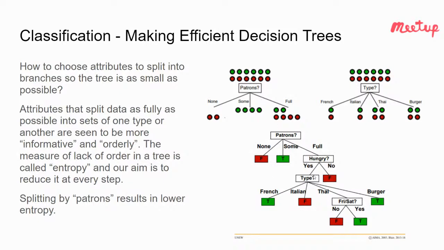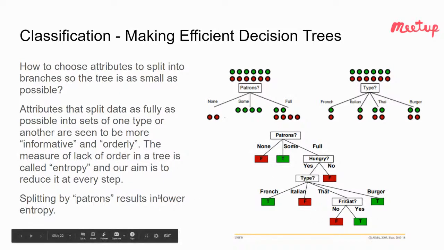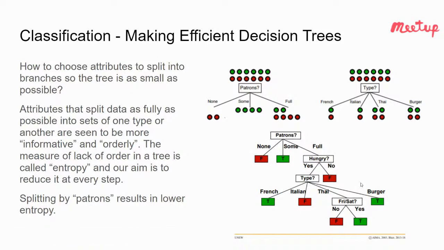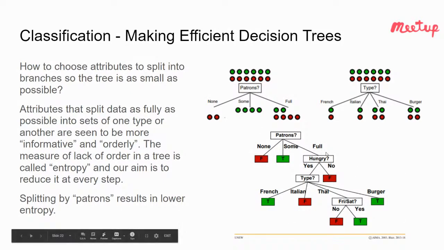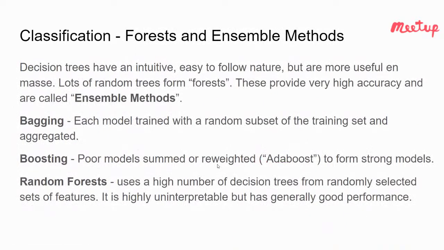And if you split by patrons here, and if you follow these, you have a lower entropy throughout. That becomes the smallest tree you can have with that data set. And there are different techniques for working this out. So decision trees are intuitive and easy to follow, but they're more useful en masse.